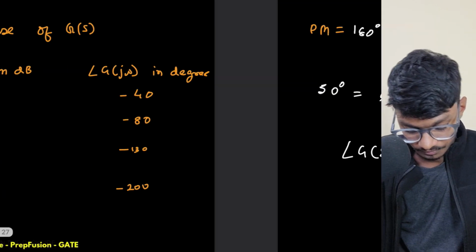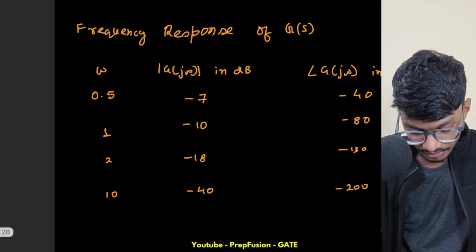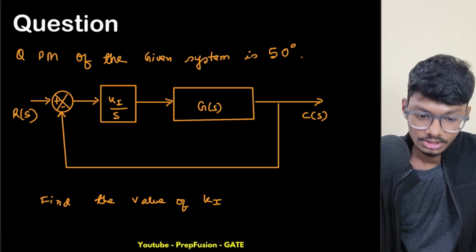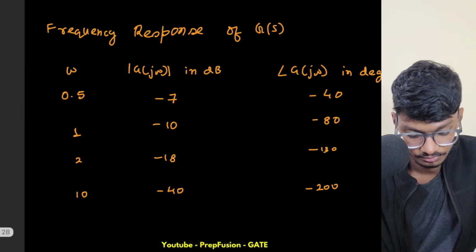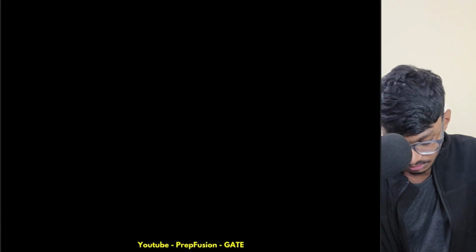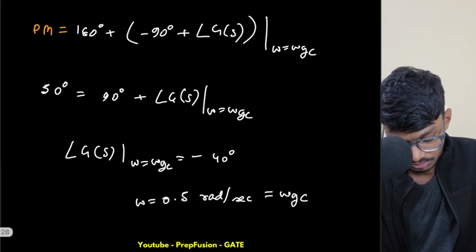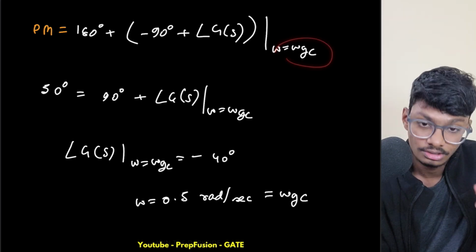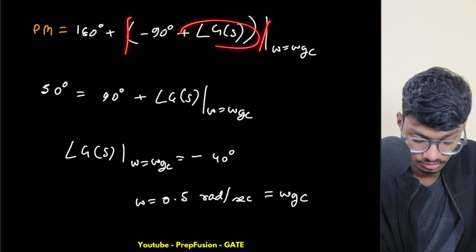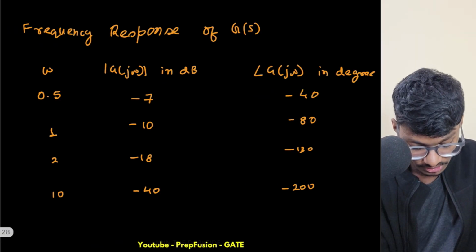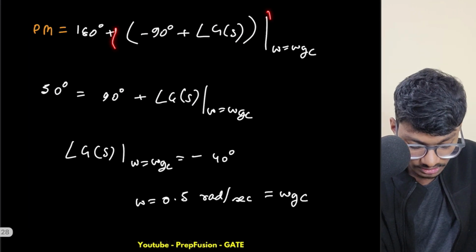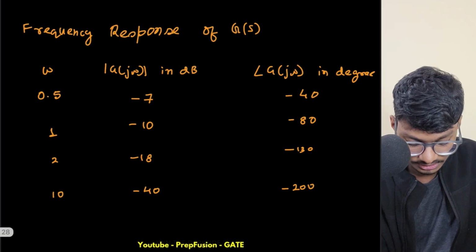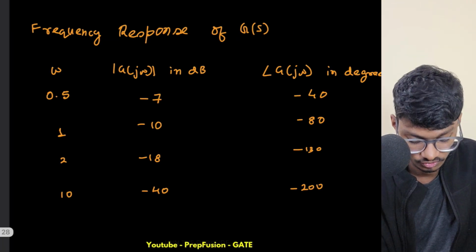Now what next? What you have to find is the value of Ki. So what happens at omega gc? At omega gc, my gain is 1. Basically this omega gc is the gain crossover frequency of this whole system, not just this part. Remember this. That's why the magnitude here isn't 0 dB, because the magnitude of this whole combined thing is 1 at gain crossover frequency.